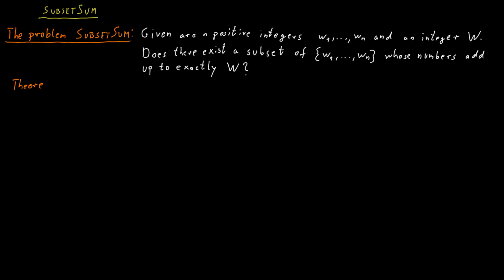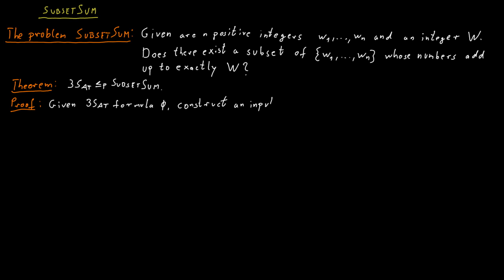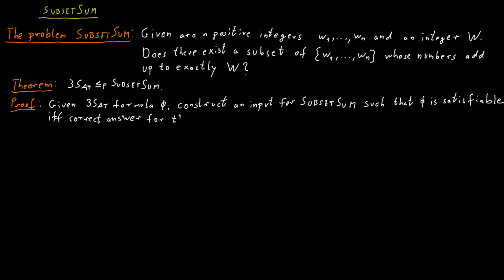I claim that 3-satisfiability can be reduced in polynomial time to this SubsetSum problem. So if I get an input for 3-SAT, which is just a Boolean formula, I can somehow transform this input into an input for SubsetSum in such a way that the formula is satisfiable if and only if the answer to the transformed instance for SubsetSum is yes.